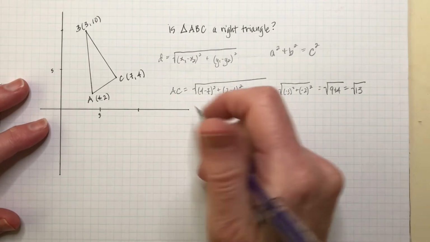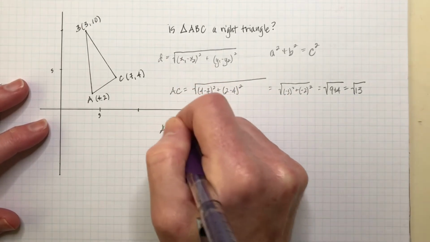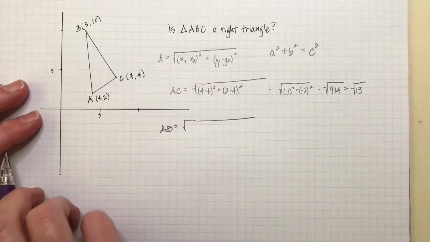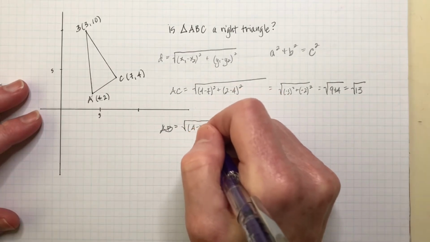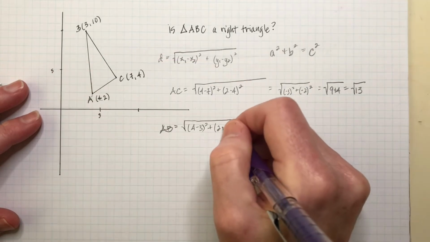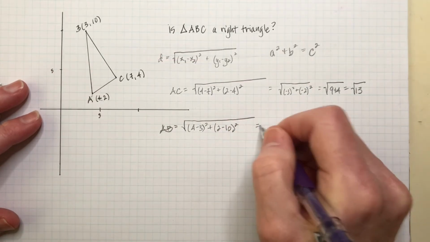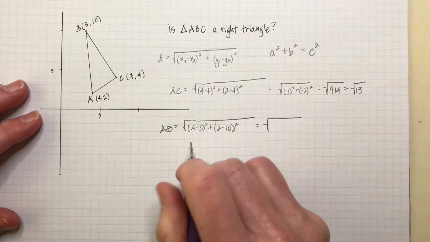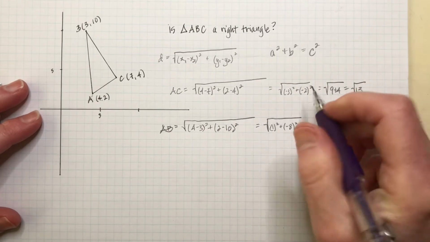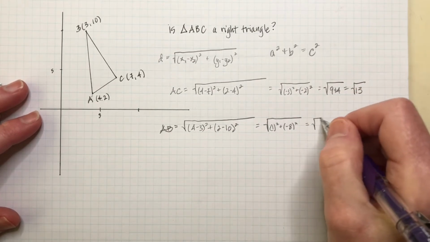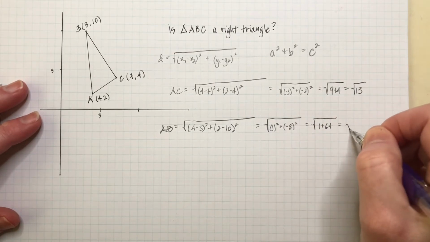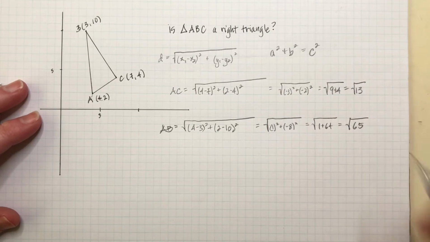All right, and then AB, same setup. So AB here, so we've got 4 minus 3 quantity squared plus 2 minus 10 quantity squared, which gives us 1 squared plus -8 squared. And then that's 1, and then that's 64. So we've got 65 there under the square root sign.